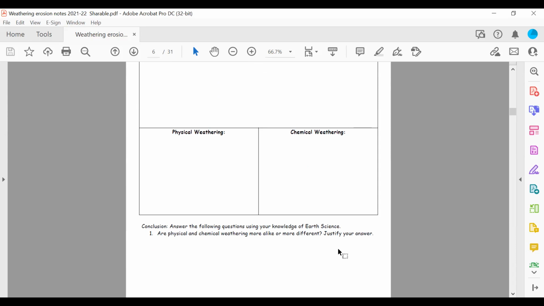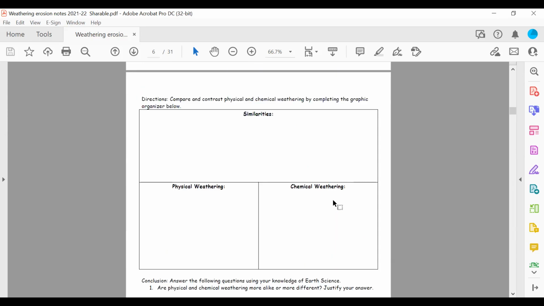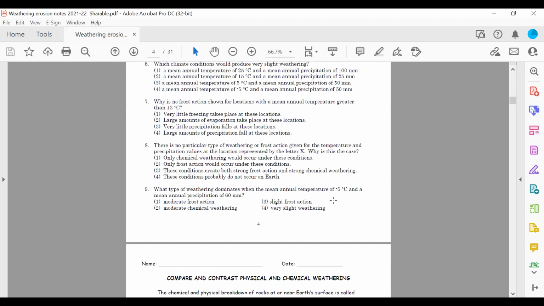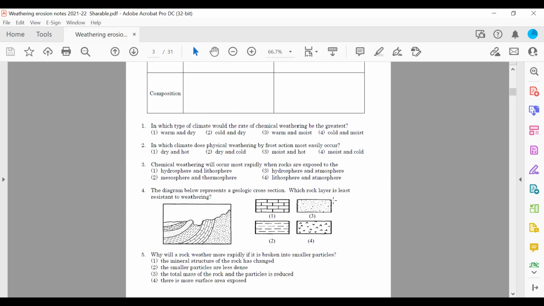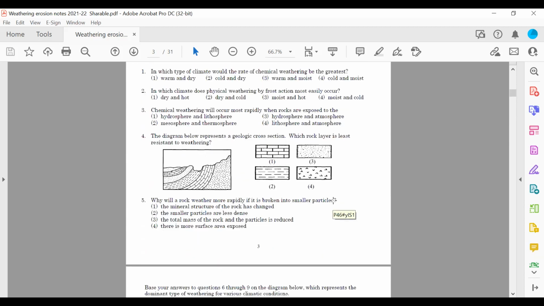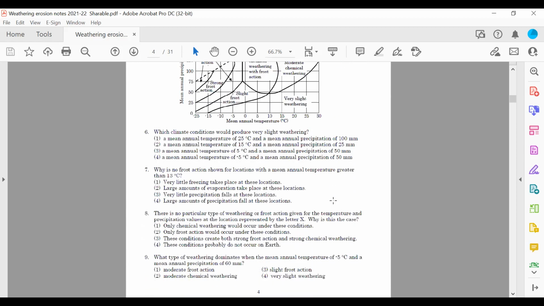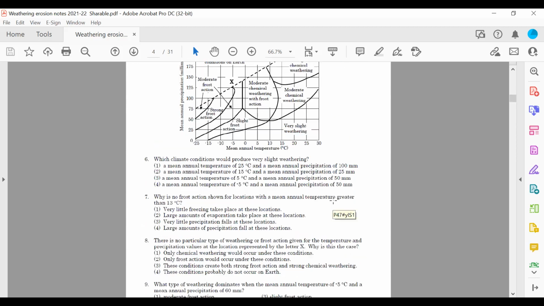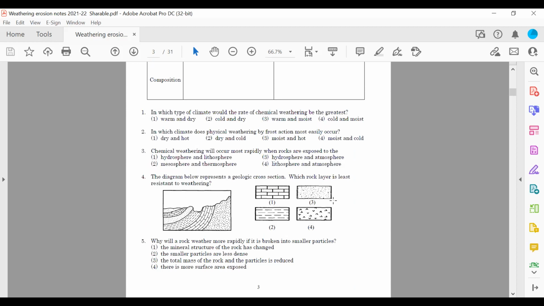I will be posting an assignment where you're going to list some similarities and differences. That will be in the assignment section on Teams. So you're going to spend the rest of the period working on that. And then when you're done, you will have homework tonight, and that is the questions on pages 3 and 4 of the packet here.